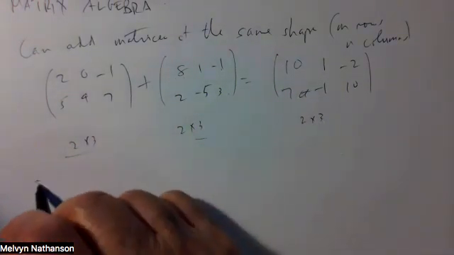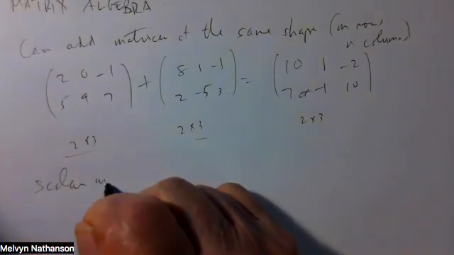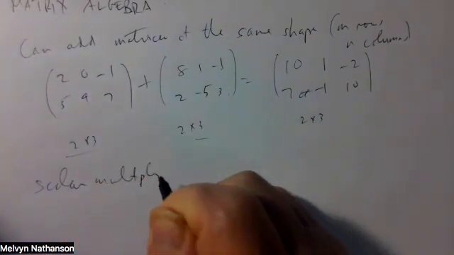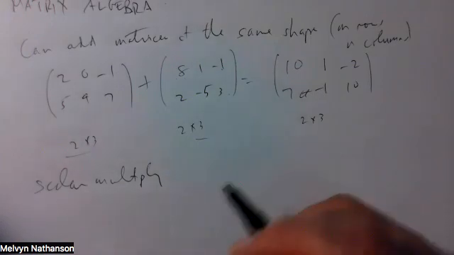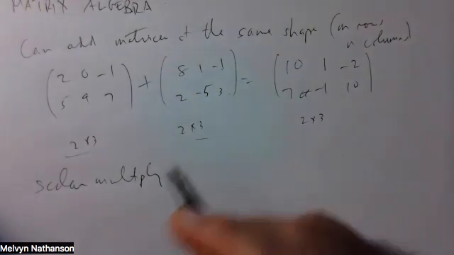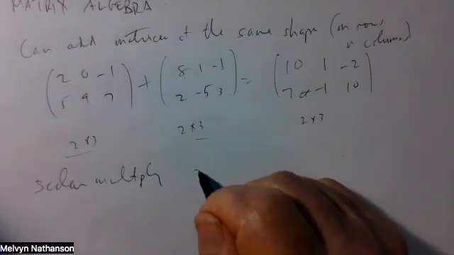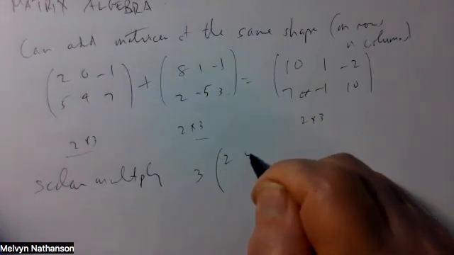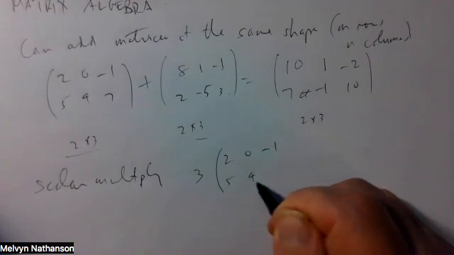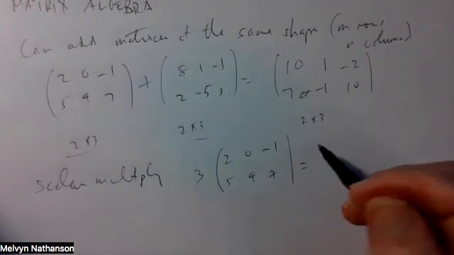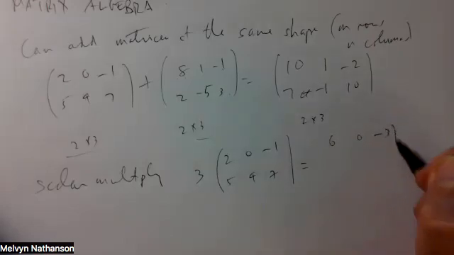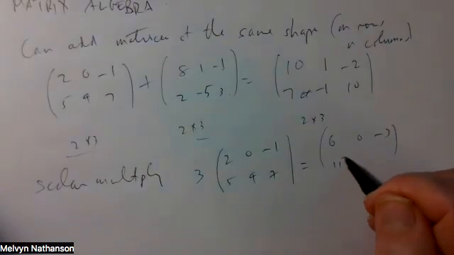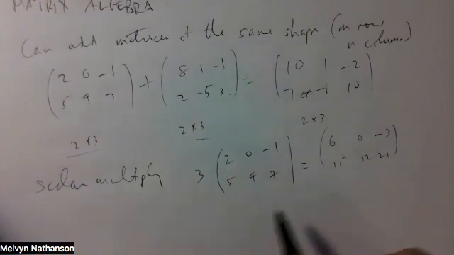And you can also scale or multiply any matrix. You just multiply every coordinate by the scalar. So 3 times 2, 0, minus 1, 5, 4, 7. You multiply every coordinate by 3, you get 6, 0, minus 3, 15, 12, 21.